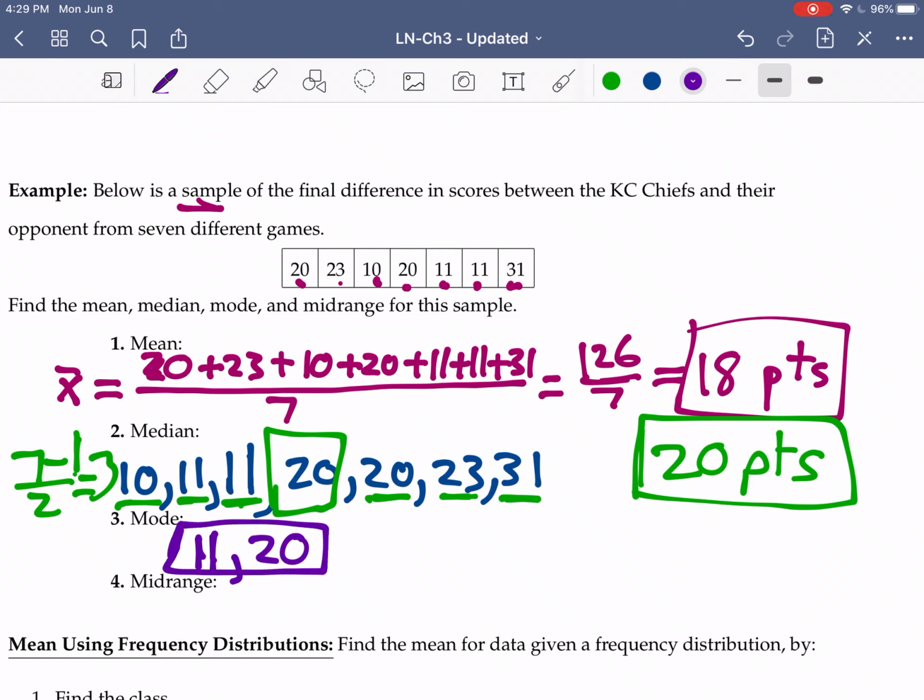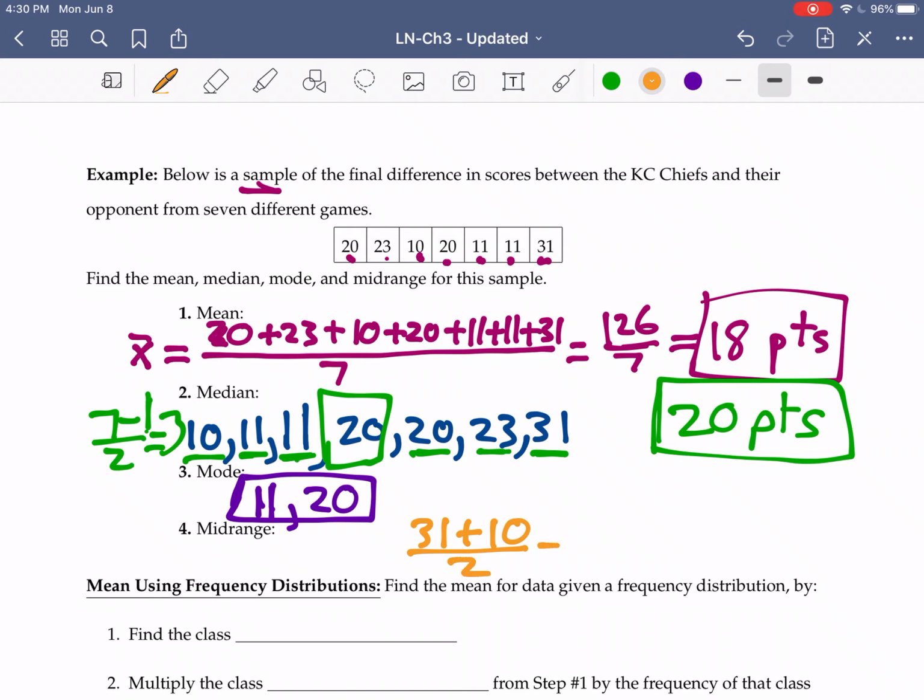And finally, if we're talking about a mid-range, we take our largest value, 31, plus our smallest value, which was 10. We're adding them together and dividing by 2. So that gives us 41 over 2, which is 20.5. Units here is also points. The units on each of our modes were also points.